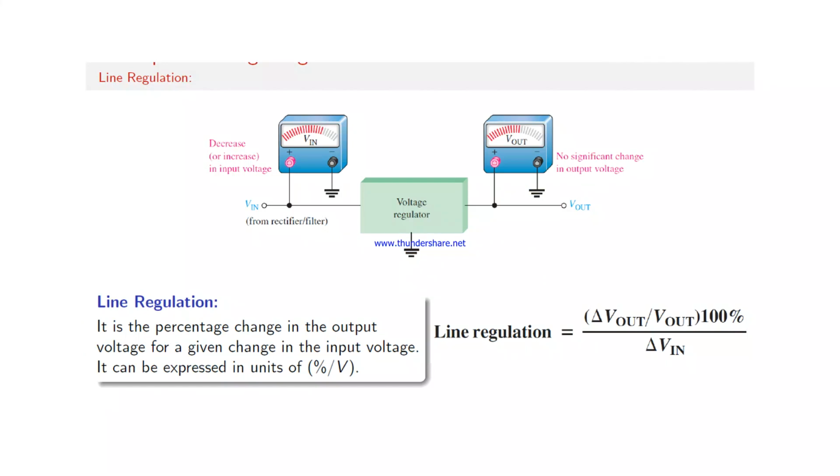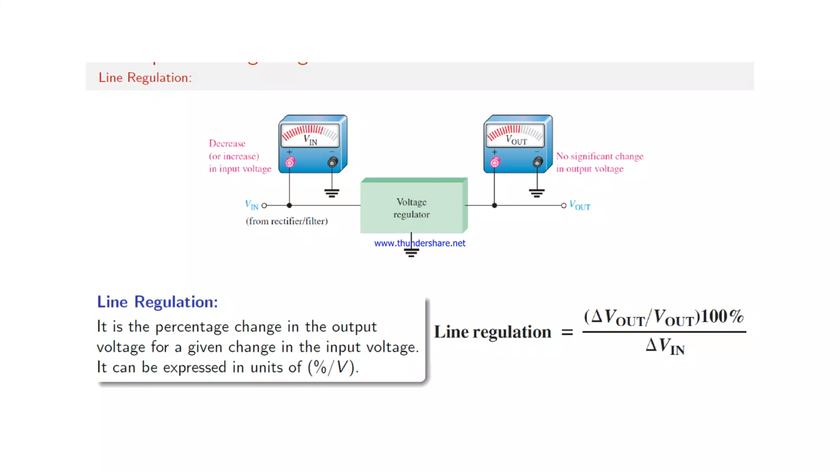Line regulation means the input voltage from the rectifier or filter has been processed, and then it is given to the voltage regulator to get the desired output. In that, no significant change in output voltage is noticed. This line regulation is the percentage change in the output voltage for a given change in the input voltage. If there is a change in input voltage, it will be replicated in the output. It can be expressed in the unit of percentage per volt.